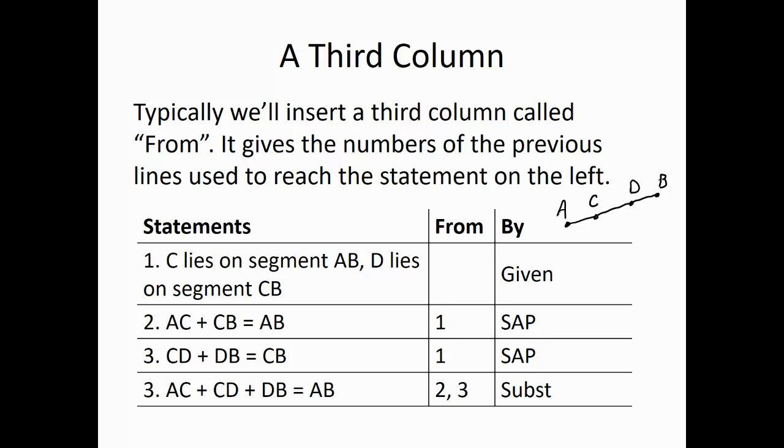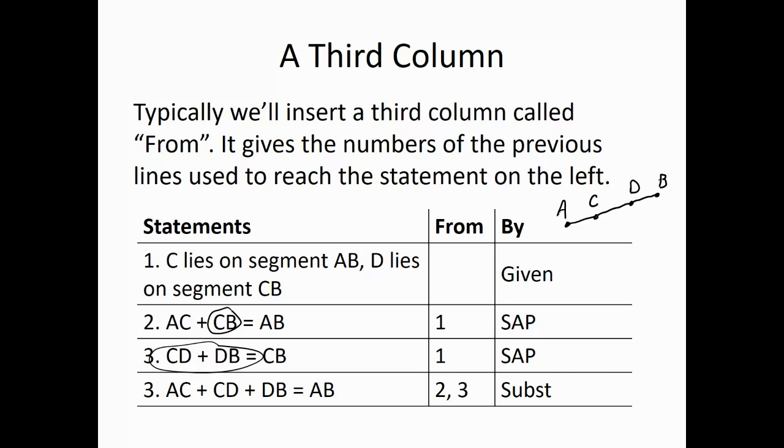And then let's look at line number 3. This is perhaps the most complex inference that we have seen. It says that AC plus CD plus DB is equal to AB. Well, how did we get there? Well, look on line number 2. We have an instance of CB, right? And then on line number 3, we are told what CB equals. We're told that CB equals CD plus DB.